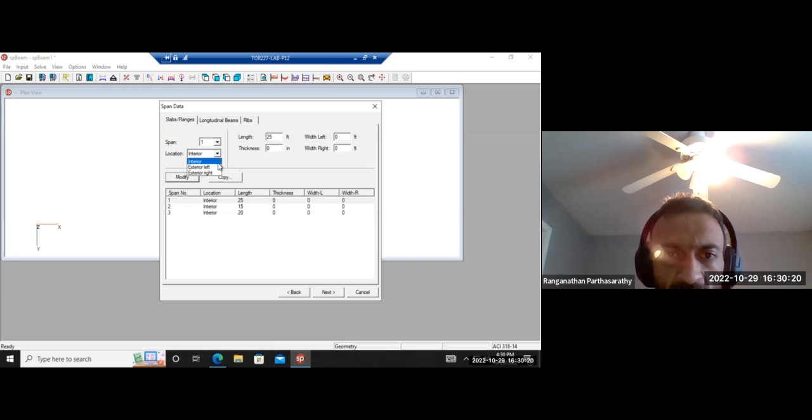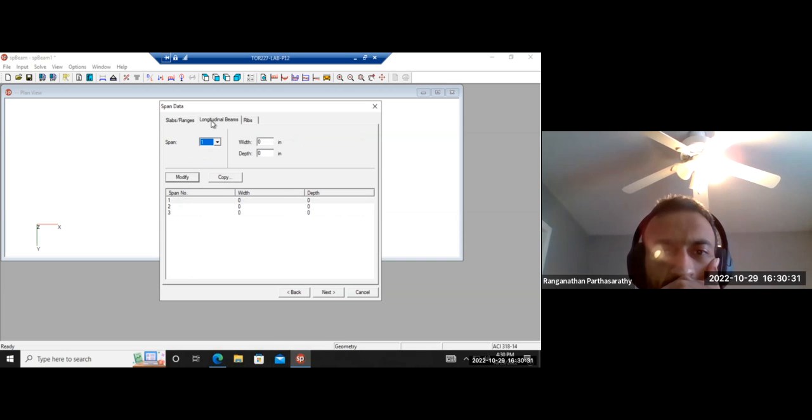First span is exterior left. Modify. Last span is exterior right. Modify. Okay. So beam.